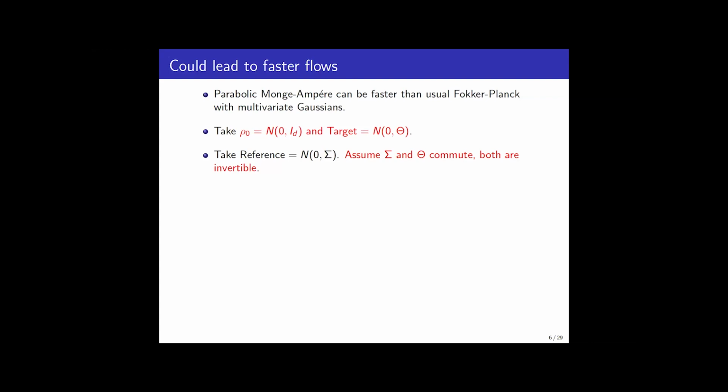So let's say you have both your reference and your target to be a Gaussian. So your starting point or the source, this rho 0, is normal 0 identity, and your target is normal 0 theta. So rho 0 is basically the starting point of your algorithm, the initializer of your algorithm. And the reference, meaning the e power minus f, I'm taking it as normal 0 sigma. And I'm assuming for technical convenience that sigma and theta commute. Otherwise, it's a bit messy to work out things in closed form. And I'm also assuming that everything here is invertible.